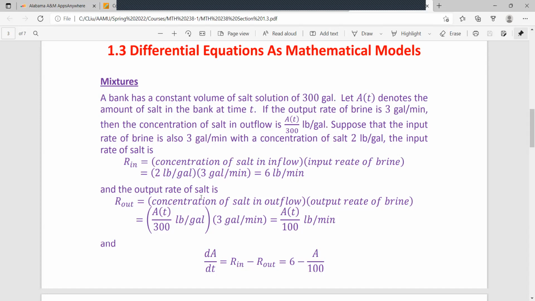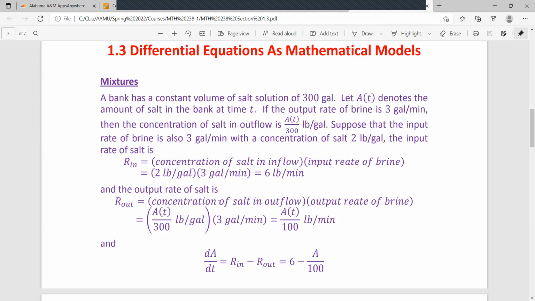And then you can also do a similar thing for output of salt. So how much pure salt is flowing out per minute? Again, you have to multiply the concentration of the salt in the outflow with the flow out rate. Concentration times the rate, how fast it's flowing out. The concentration tells how much pure salt is in the outflow. The flow rate tells you how fast it goes out.